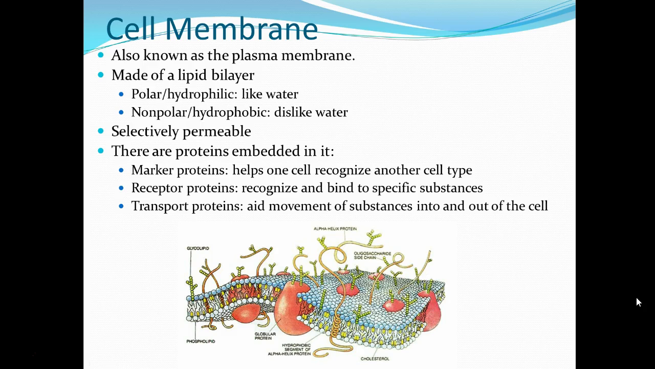Then there are some proteins, these big fat things that you see here and things that look like strings coming out. These are different kinds of proteins. Some of them are marker proteins and help the cell to recognize other cells around it. Some are receptor proteins, and molecules will bind to those, and then the cell will decide whether or not that's something that should be allowed in. And some are transport proteins that actually help substances to move across the cell membrane.